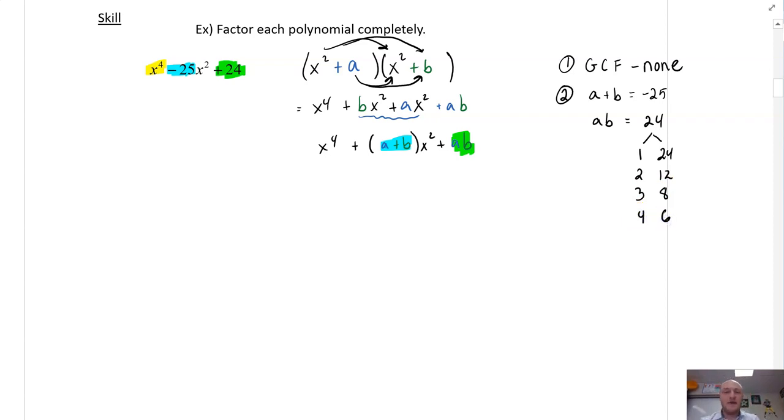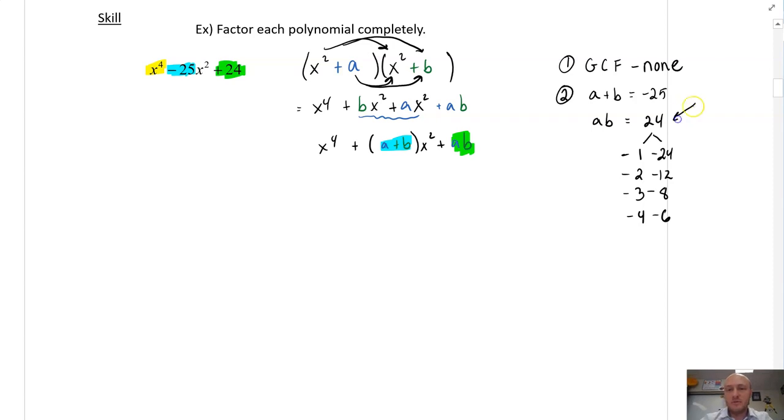Those are my factors, and if I add any of those up, none of them add up to negative 25. What do I do? Well, we forgot the case of both terms being negative. I could have this being a negative and this a negative, this a negative and this a negative, and so on and so forth.